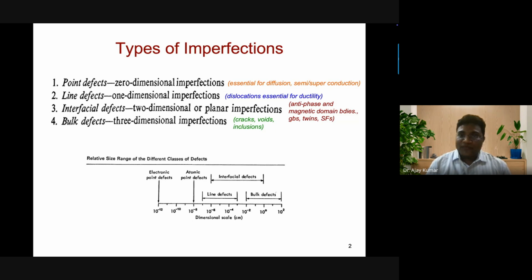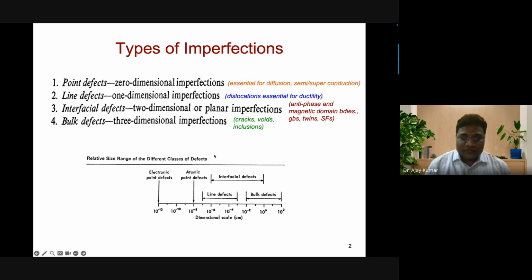Then we come to the line defects, the dislocations. When you try to understand the deformation or the elongation of the material, you try to understand it through this line defect and the dislocation movement, right? And this is how we represent the ductility and the area reduction. Then for interfacial defects, we have the antiphase and the grain boundaries. And for bulk defects, we have different types of cracks, voids, and inclusions.